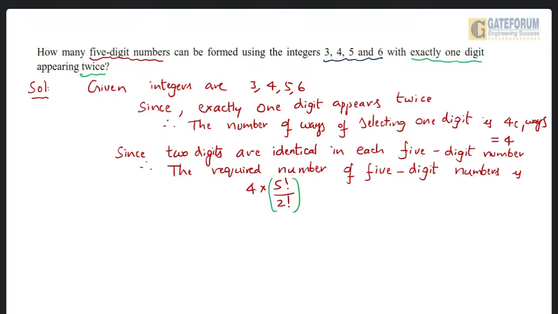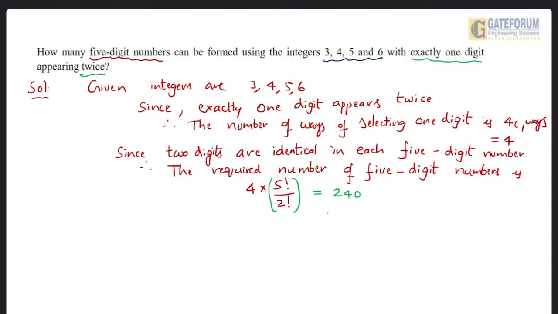4 ways. Because if only 3 is repeated, then the answer is 5 factorial by 2 factorial. Any one of these digits is repeated. So that's why any one of these digits from 4 digits can be done in 4 ways. So that's why the total number of 5 digit numbers permutations is 4 into 5 factorial by 2 factorial. So finally this simplifies to 5 factorial value 120, 2 factorial value 2. So 4 by 2 is 2, 2 into 120, 240 ways.